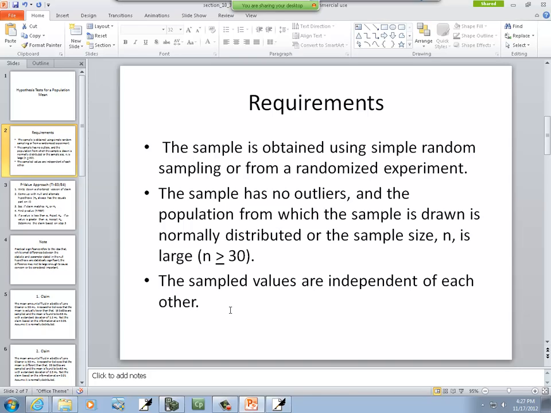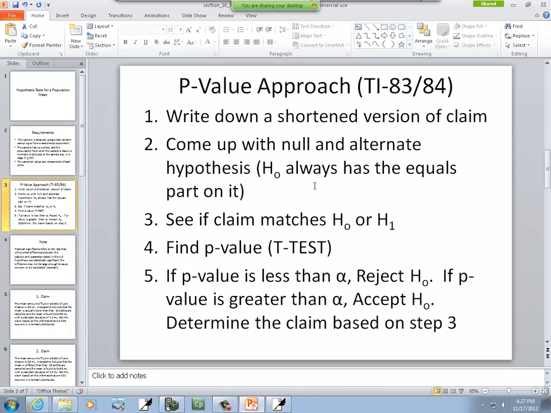Now, we're going to assume that all of those are true for the examples we're going to look at. I've made these up, but we'll assume it's true. Let's take a look at the p-value approach using the TI-83/84.